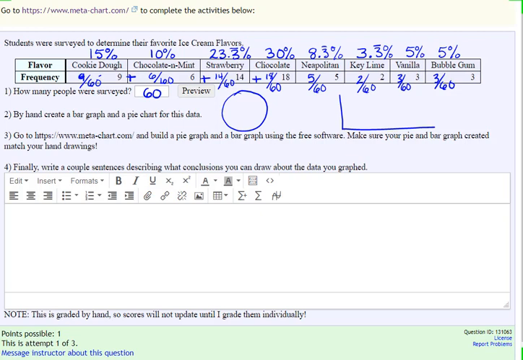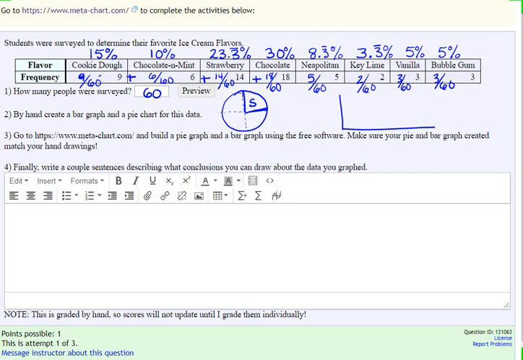23.3 repeating percentage is almost a quarter of this graph. So if I were to break this into 25% pieces, I know that strawberry is going to be just slightly less than that. And I'll just put an S there for strawberry. That's the only flavor that starts with S.